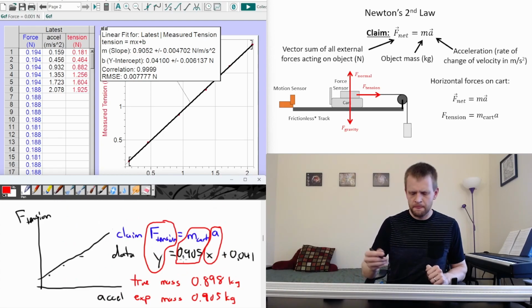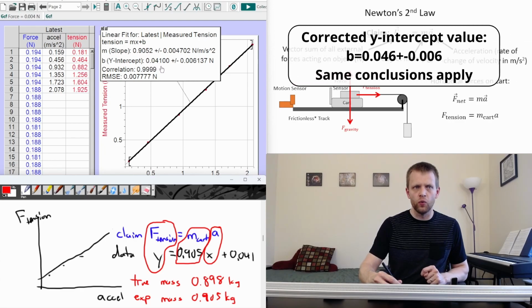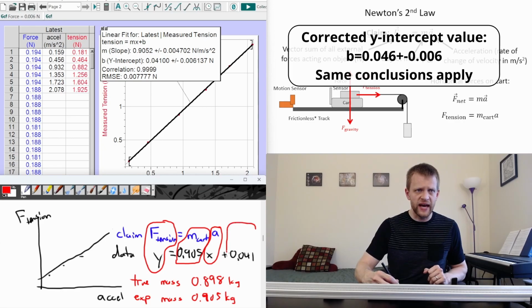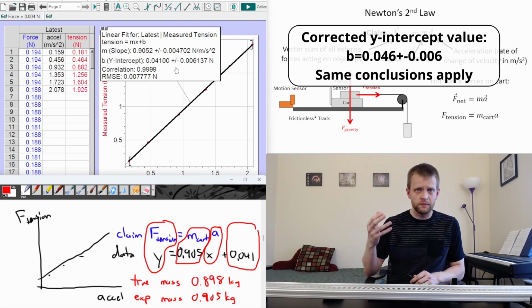If we go back to here, this comparison of our claim with our data, when we got this best fit equation, our y-intercept was 0.041. What would we have expected it to be if our claim was perfectly true and we've done everything perfectly? Well, it should be 0. There shouldn't be anything there. And notice that our standard deviation is significantly smaller than the value for our y-intercept. So we're multiple standard deviations out. This is not likely to actually be equal to 0. So even though we got the mass matching up very accurately, there seems to be some kind of systematic error. So what might be causing it?